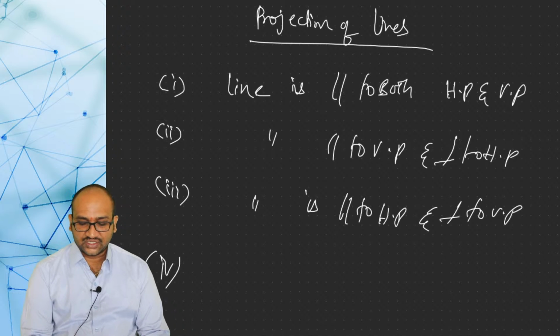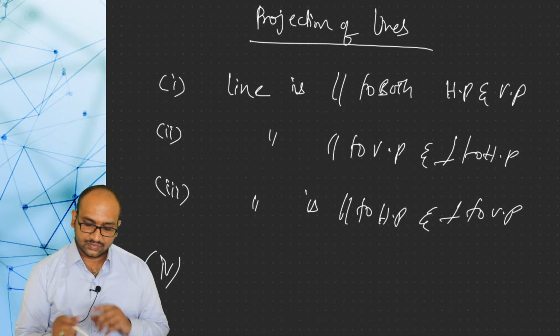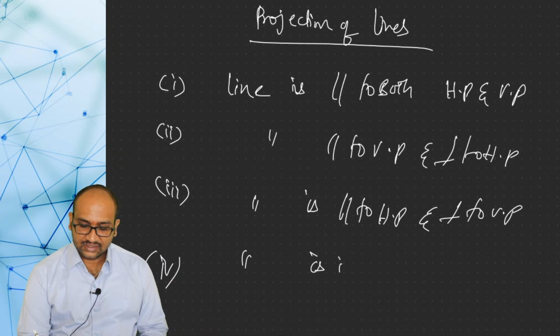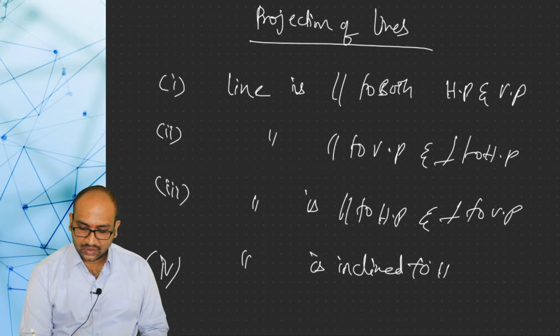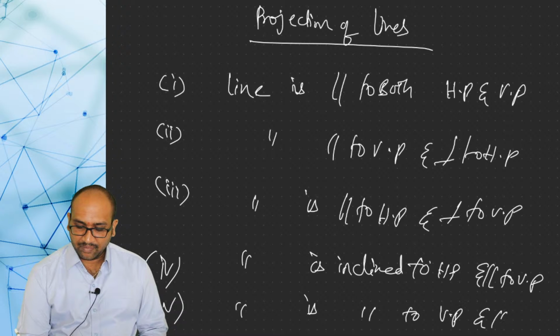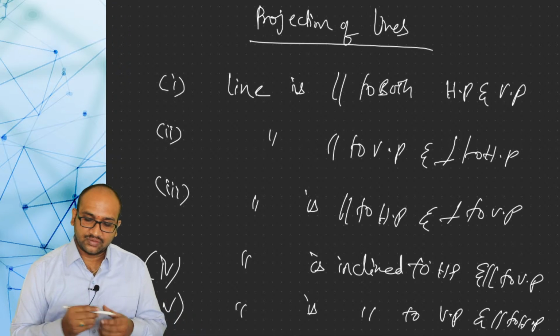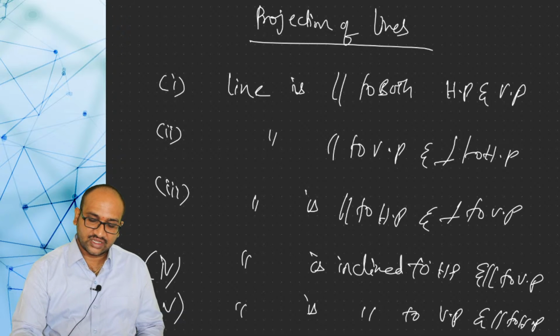And the fourth position is: line is inclined to HP, parallel to VP. The fifth position is: line is inclined to VP and parallel to HP. And the last position is: line is inclined to both HP and VP. Total 6 positions are there.